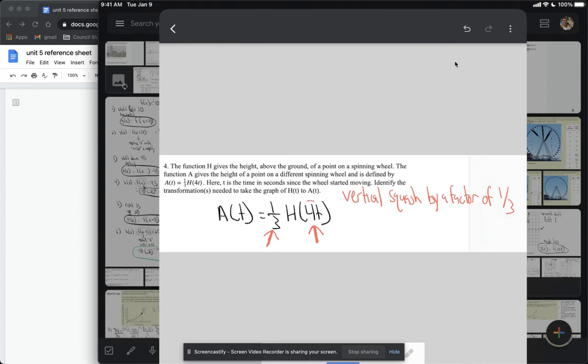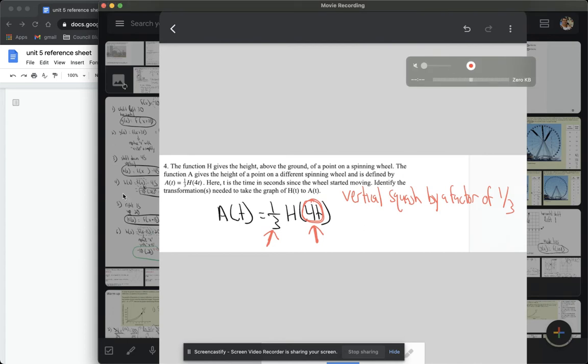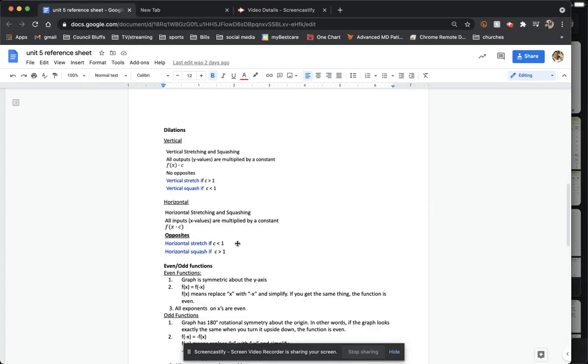The second transformation is the multiplying by 4 inside the parentheses. So this one is going to be a horizontal stretch or squash. Notice with this one, it's inside the parentheses, but we have to do the opposite. So first of all, we're multiplying by 4 inside the parentheses. 4 is greater than 1. So this is going to be a horizontal squash.